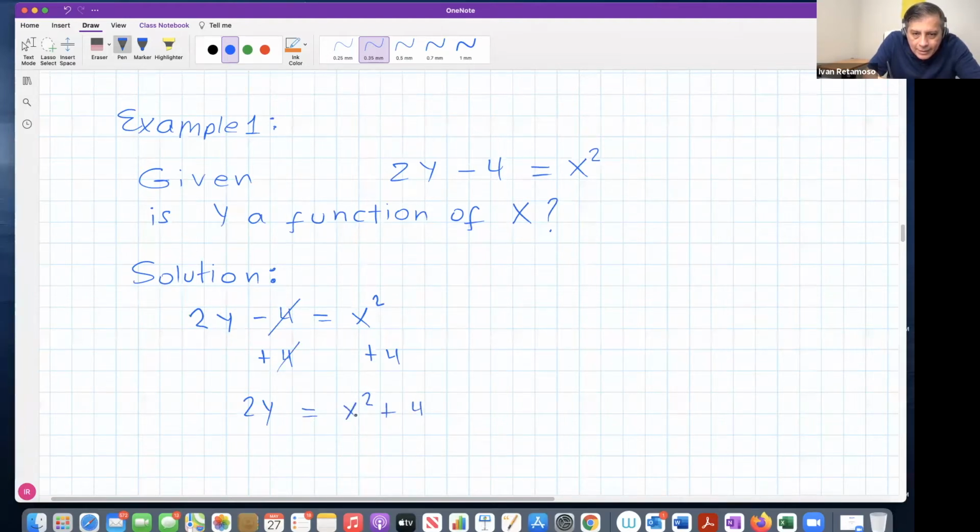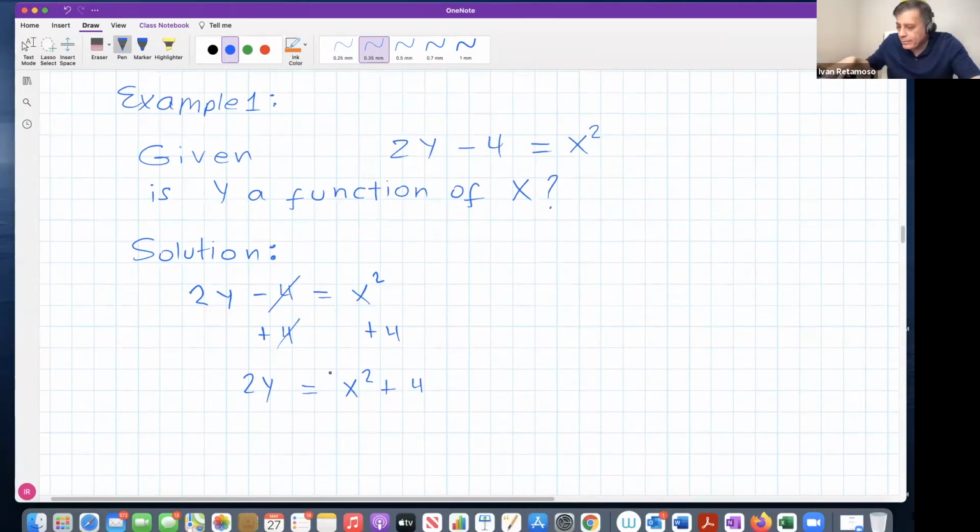Great. What would be the final step to isolate y completely? Could you write it on the chat? We have to divide both sides of the equation by that number. By what number should we divide both sides of the equation? I see some students suggesting. Exactly. Very good, Jules. Divide both sides by 2. Very good, Alan, also. Excellent. Divide both sides by 2, right?